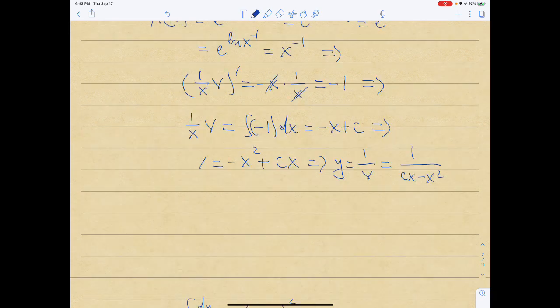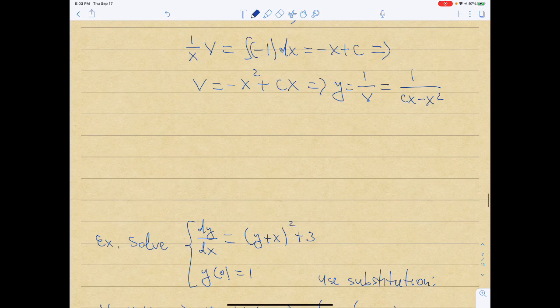Okay, in this next example, I want to solve an equation like this. And you can check that this equation does not actually conform to any of the types that we have discussed so far. It's not a linear equation, clearly, because it has y squared in it. It's not a separable equation because the right-hand side is not a product of a function of y and a function of x. It's not going to be an exact equation. You can verify that as well.